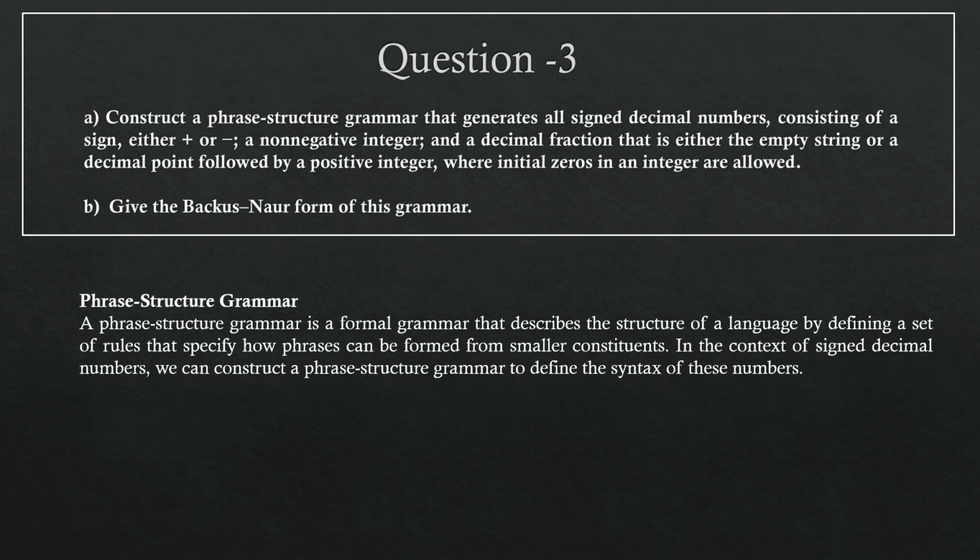For this, first we have to understand what a phrase structure grammar is. A phrase structure grammar is a formal grammar that describes the structure of a language by defining a set of rules that specify how phrases can be formed from smaller constituents. In the context of signed decimal numbers, we can construct a phrase structure grammar to define the syntax of these numbers.